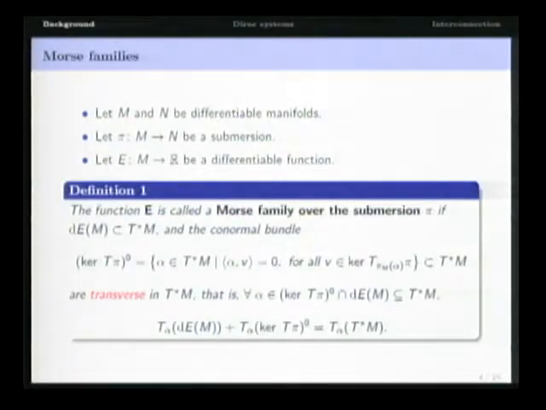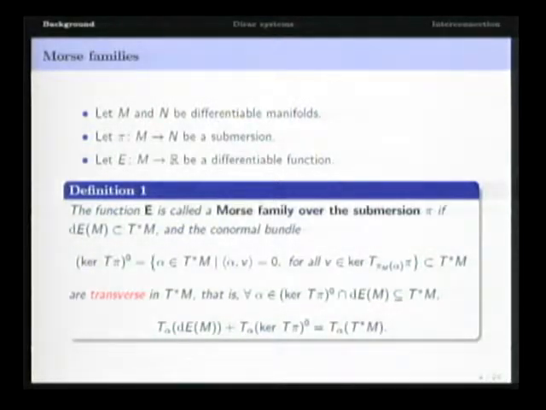As I said, we're going to be using Morse families. So what is this? To define a Morse family, we need a submersion π going from a manifold M to N, the one we have over here. And then we have a function E defined on M that is real valued. A Morse family over this submersion must satisfy the property we have here.